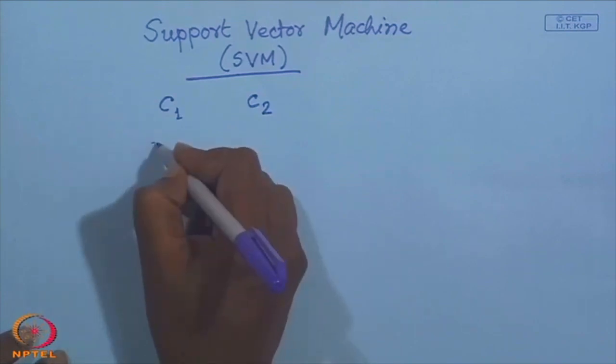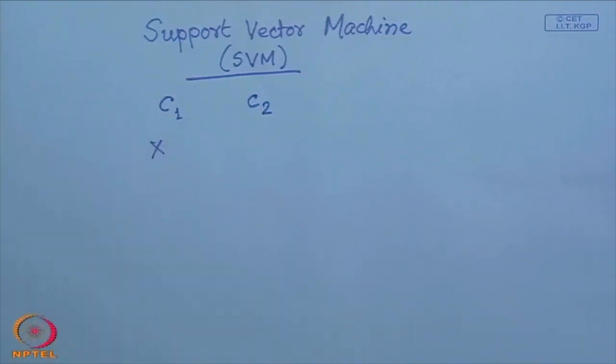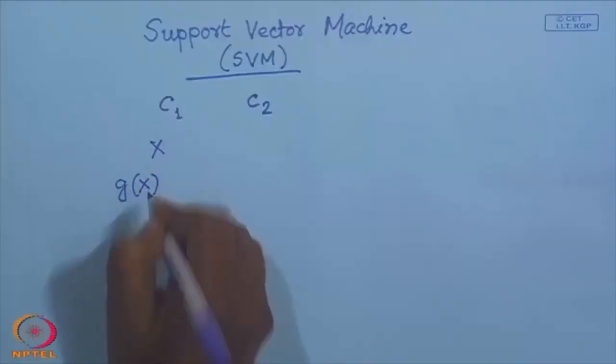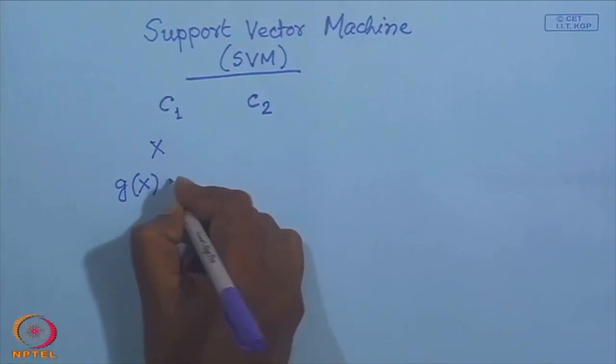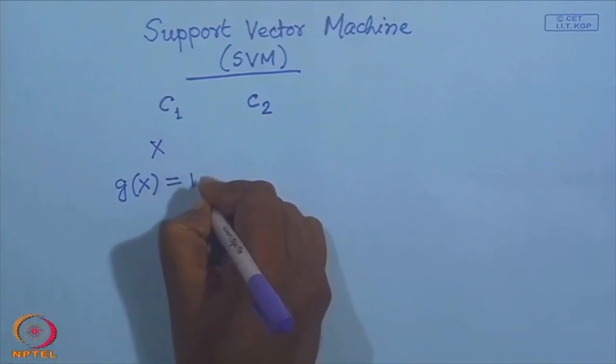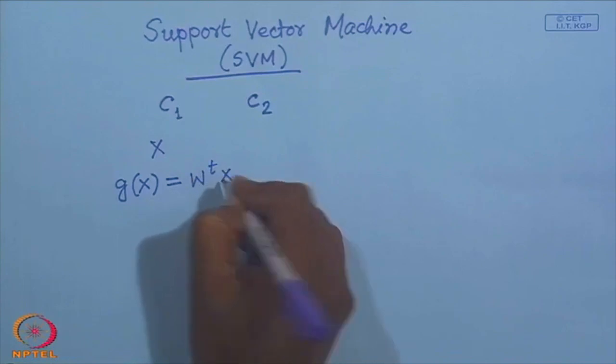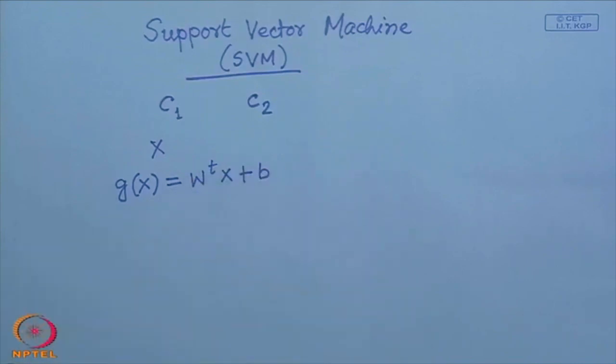An unknown feature vector x is to be classified as either belonging to class C1 or belonging to class C2. And for doing this, when we talked about the linear discriminant function, we defined a linear discriminant function, say g of x, which was put in the form w transpose x plus b.